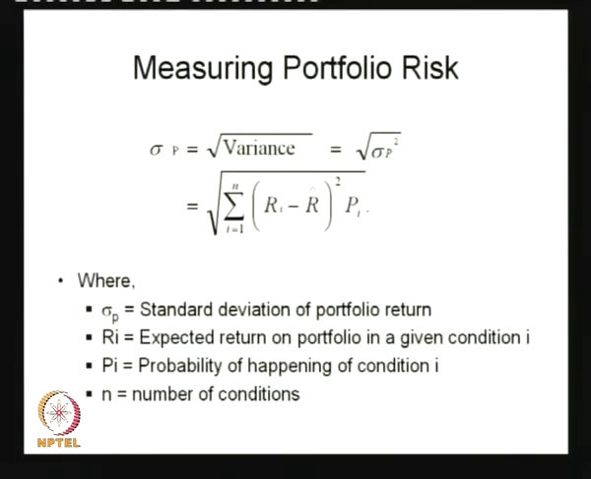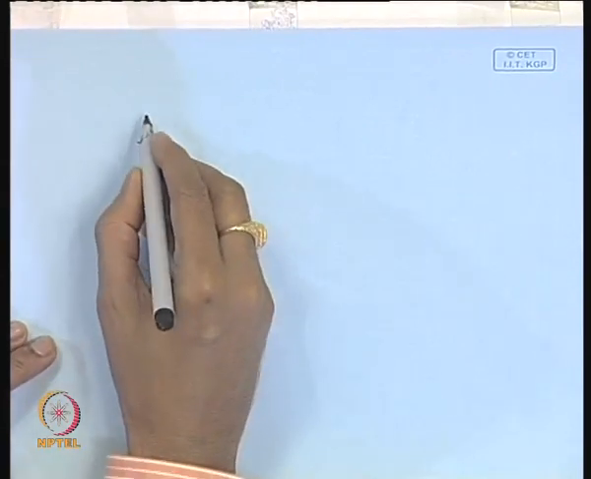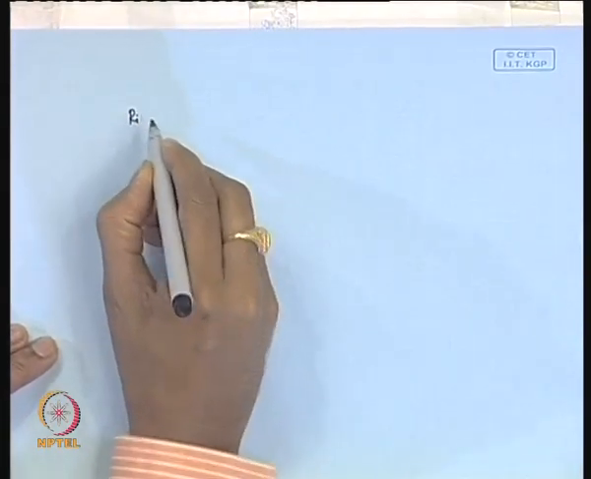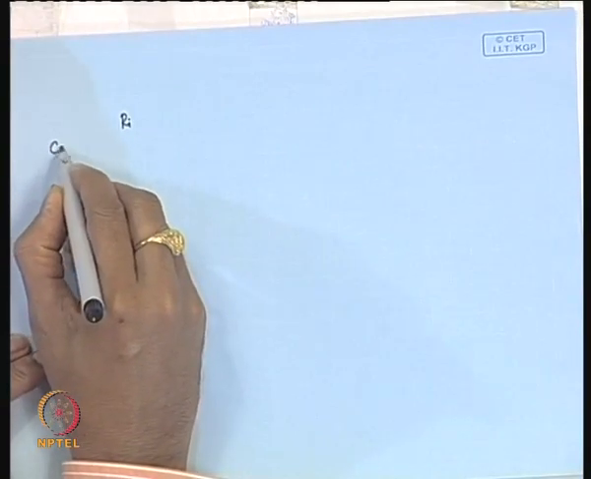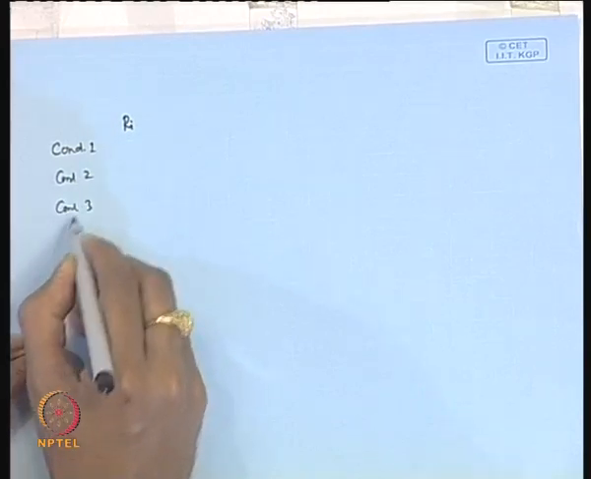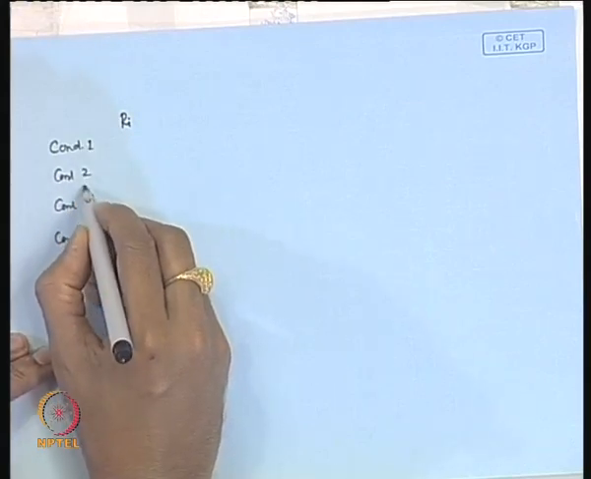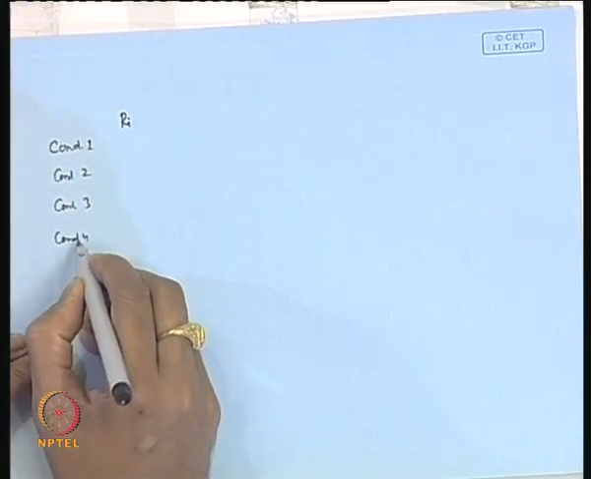Next thing that we have is called the portfolio risk. Portfolio risk is nothing but the variance involved in the portfolio. So, if one is able to find out the variance in the individual asset, then one can also find out the variance in the portfolio. Now, in the earlier case, when you have got return on different conditions, condition 1, condition 2, condition 3 and condition 4, it could be the best economic condition, this could be a very good condition, this could be an average condition, this could be a poor condition.